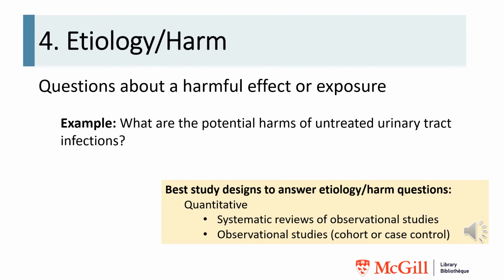Etiology or harm questions are questions about a harmful effect or exposure. For example, what are the potential harms of untreated urinary tract infections? The best study designs to answer etiology or harm questions are quantitative, either systematic reviews of observational studies or observational studies, cohort or case control.